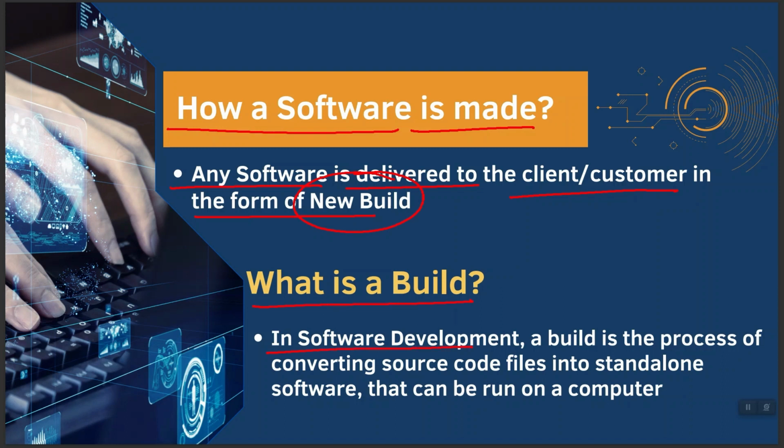In software development, a build is a process of converting the source code files which are present in the developer's local host, the source code files which are yet to be transferred on a particular network wherein a quality assurance engineer could reach out to test the features that have been embedded or added into the previous code. So the source code files will be converted into standalone software that can be run on a computer.